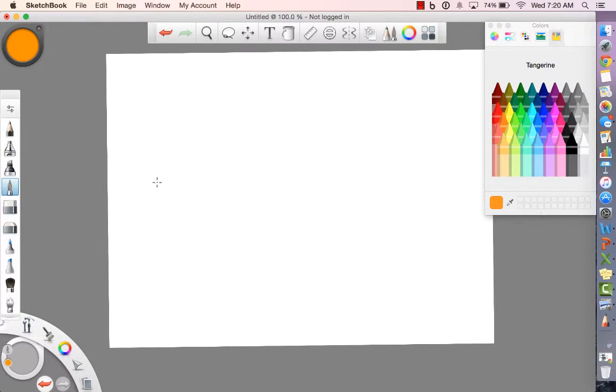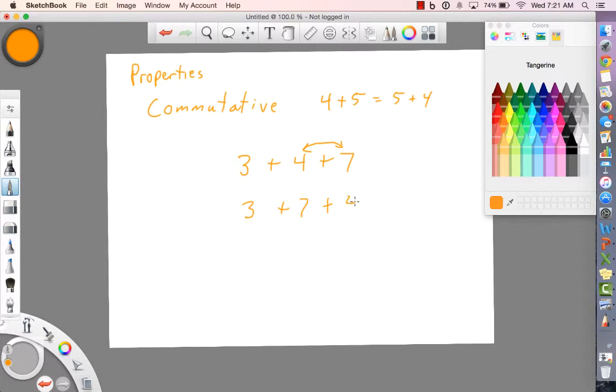There's one final thing, and I'll try to go really fast. Commutative property of addition. These are properties. The first one is the commutative property, and this just says that 4 plus 5 is equal to 5 plus 4. And this is helpful sometimes if I'm adding some numbers together. Say I'm adding 3 plus 4 plus 7. And I really like to add to 10, and I know that 3 and 7 add to 10, so I change these around. 3 plus 7 plus 4.